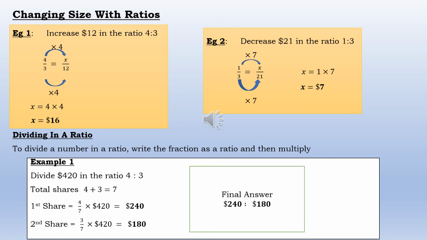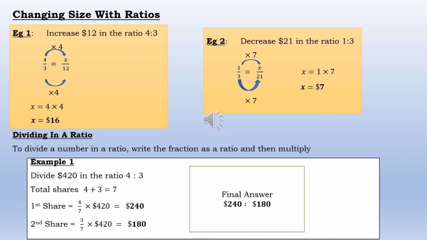So first of all, if we want to write it down as a fraction, we have to know how many shares are there altogether. That $420 is supposed to be divided in the ratio 4:3. So step number 1, total number of shares. So the total number of shares is 4 shares plus 3 shares, and that is equal to 7. Altogether we have 7 shares.